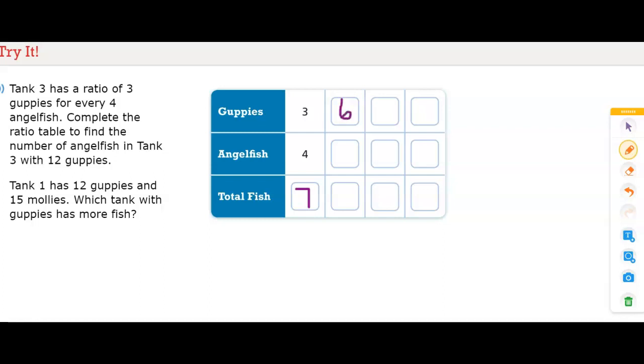3 times 2 is 6. 4 times 2 is 8. 6 plus 8 is 14. Then we have 3 times 3 is 9. 4 times 3 is 12. And then 9 plus 12 is equal to 21. And then 3 times 4 is 12. 4 times 4 is 16. And then 12 plus 16 is 28. And then we need to find what they wanted to know.